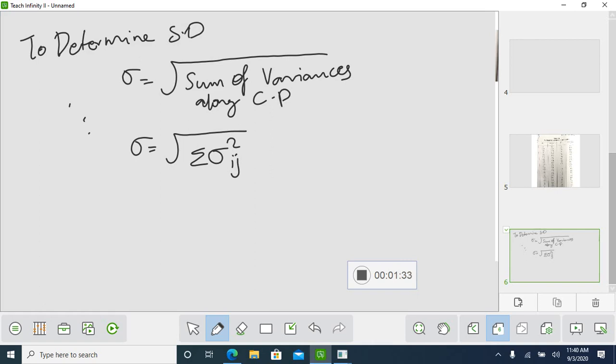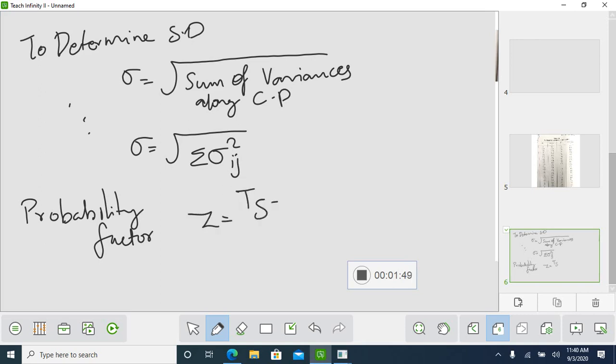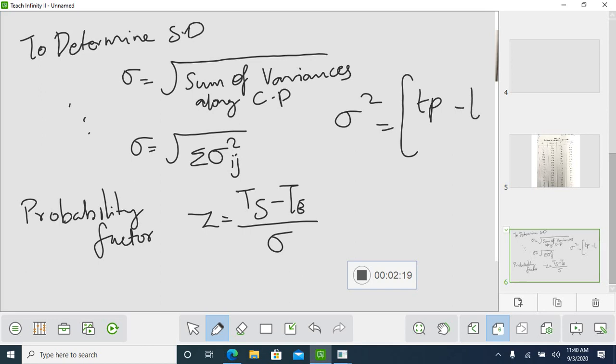Next is the probability factor. The probability factor is equal to Ts minus Te divided by sigma. You all know the variance formula, which we discussed in the last class in the time computation: sigma squared equals (Tp minus To) divided by 6, whole squared. So the probability factor is Ts minus Te divided by sigma.